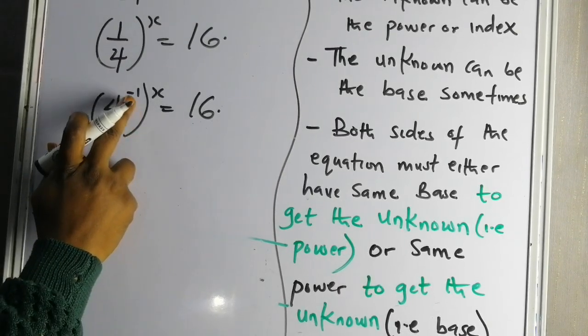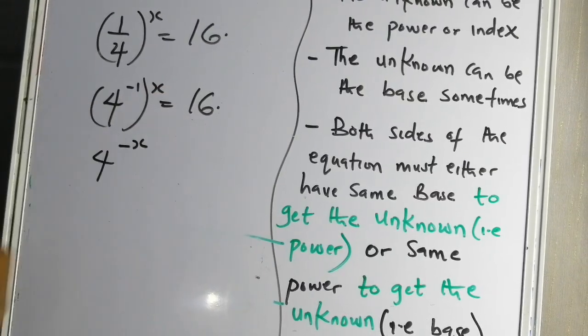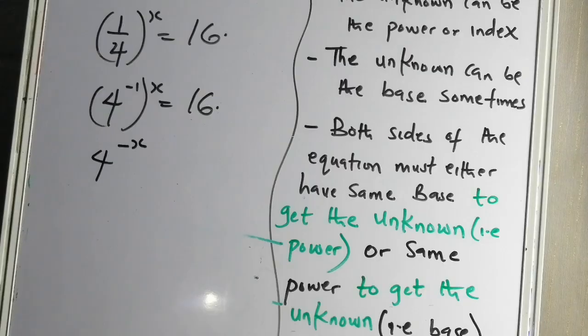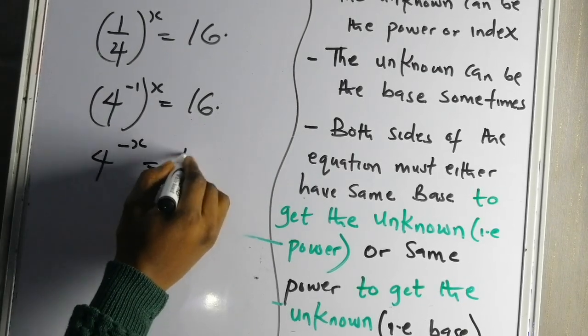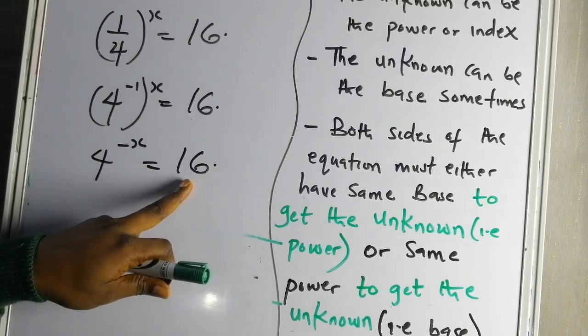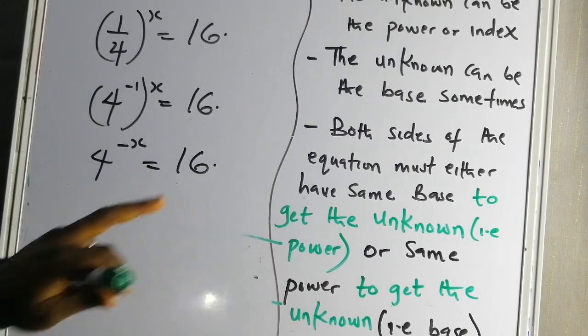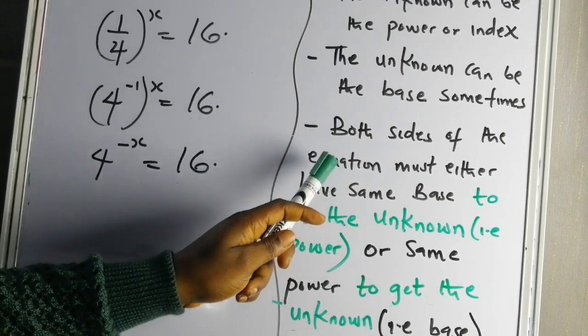Look at this one here. Minus 1 times x is the same thing as saying minus x. 1 times x is x. I've told you anything times 1 is that thing. So this is 4 raised to power minus x equals 16. Now look at this very well. 4 times 4 can give me 16. I'm working towards this. Don't forget the law, I'm working towards this.